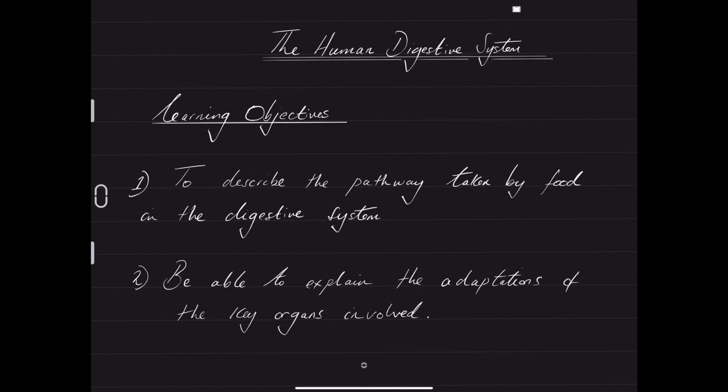In the previous lesson, we looked at the different organs involved in digestion, and there was a quick brief overview of the location and position of many of these organs. In this lesson, we are going to describe the pathway taken by food in the digestive system, and then we'll be looking at the adaptations of the key organs involved, and we are going to focus on the stomach and the small intestine in a bit more fine detail.